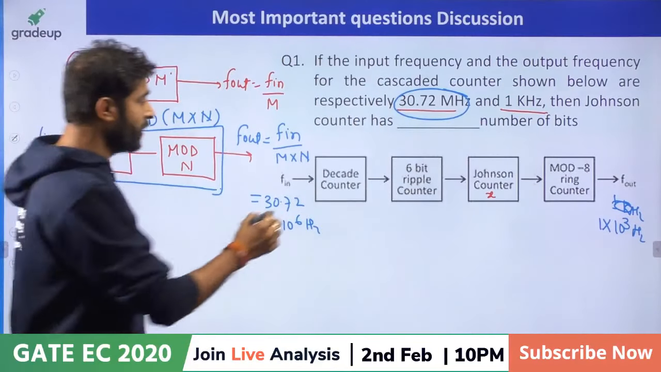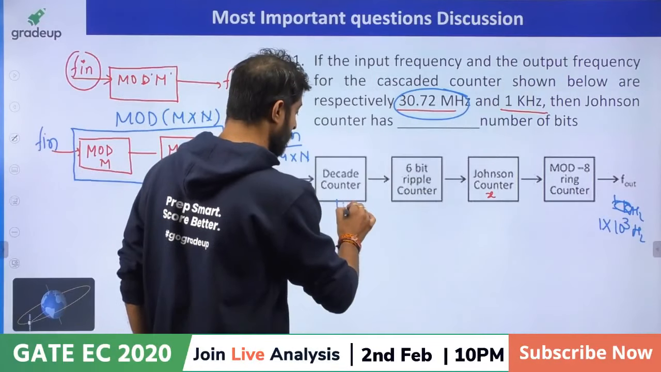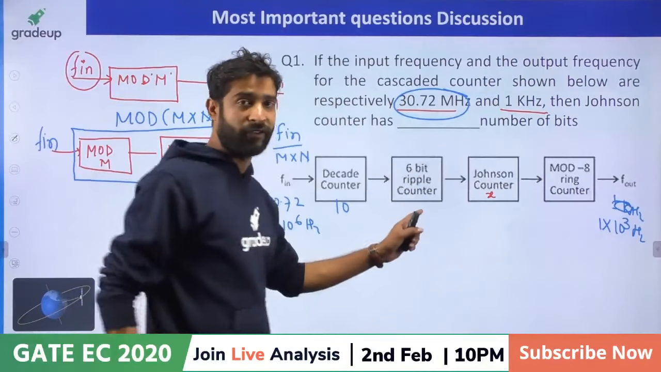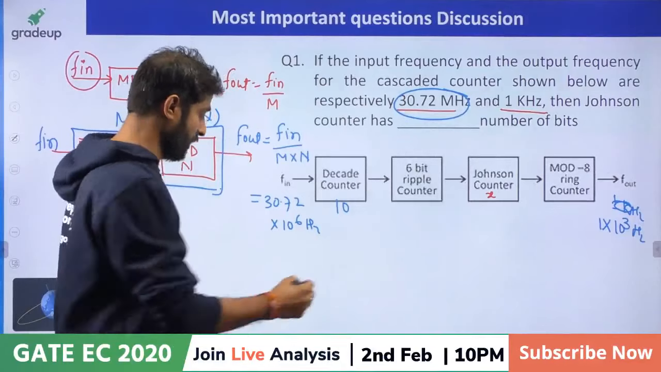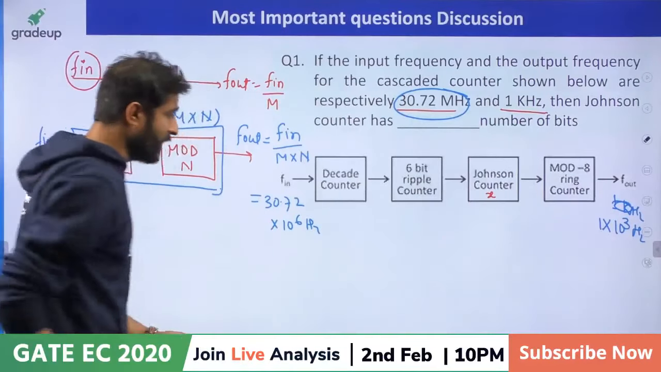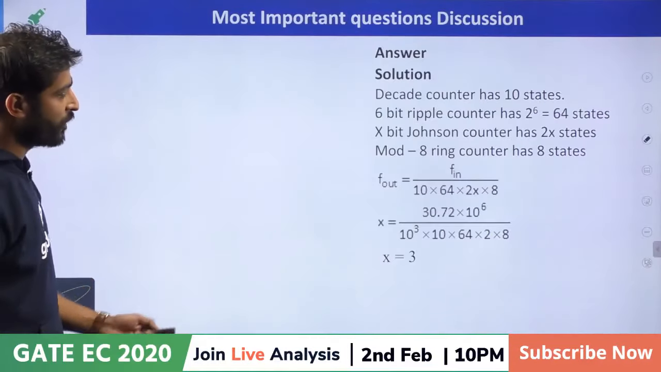Now, my dear friend, decade counter means mode 10. A 6-bit ripple counter is given. So, my dear friend, for the decade counter, if you want to solve this question, first find the mode.